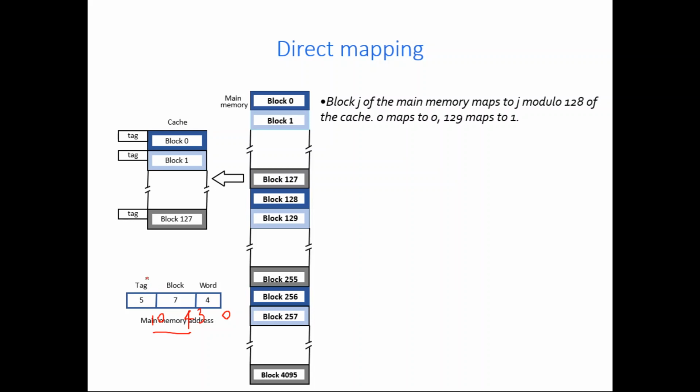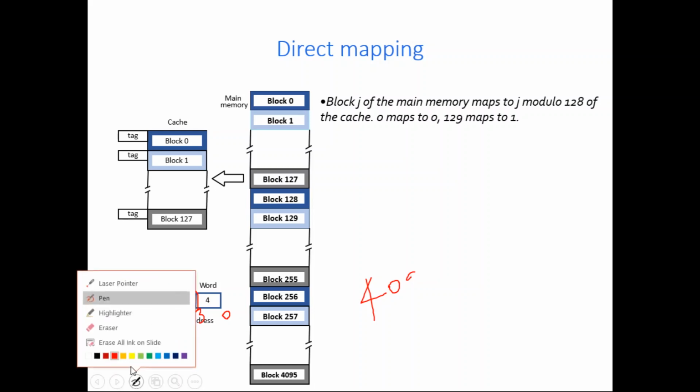The remaining tag bits are from the 11th to 15th bit. In total there are 16 bits, right? So this 4th to 10th bit, these particular 7 bits, we know that it represents the block number. Now this block number is in terms of how it is specified in the main memory. In main memory, we have how many blocks? 4096 blocks.